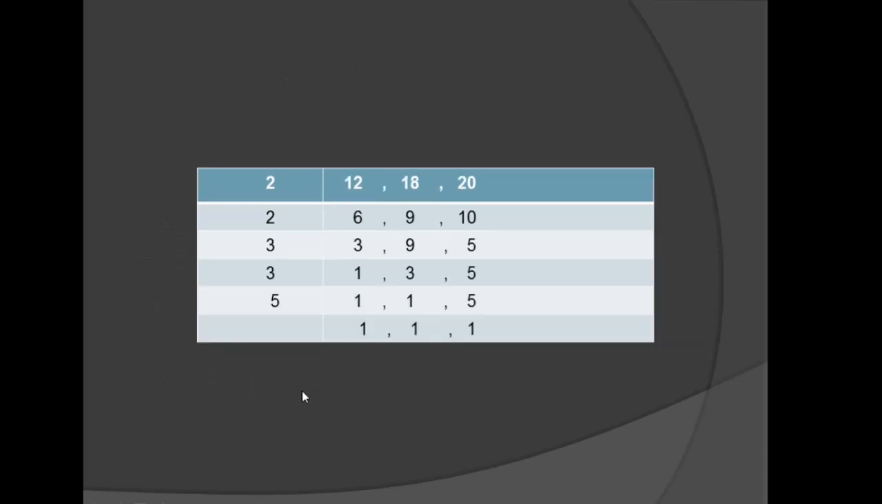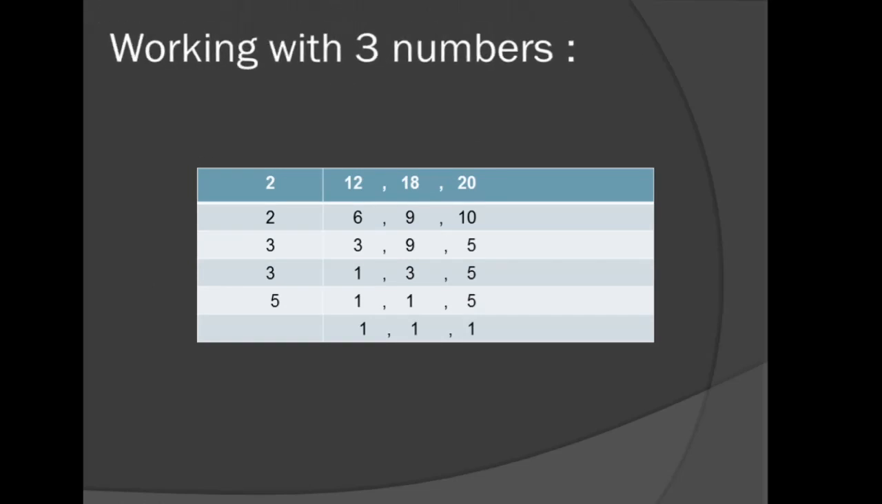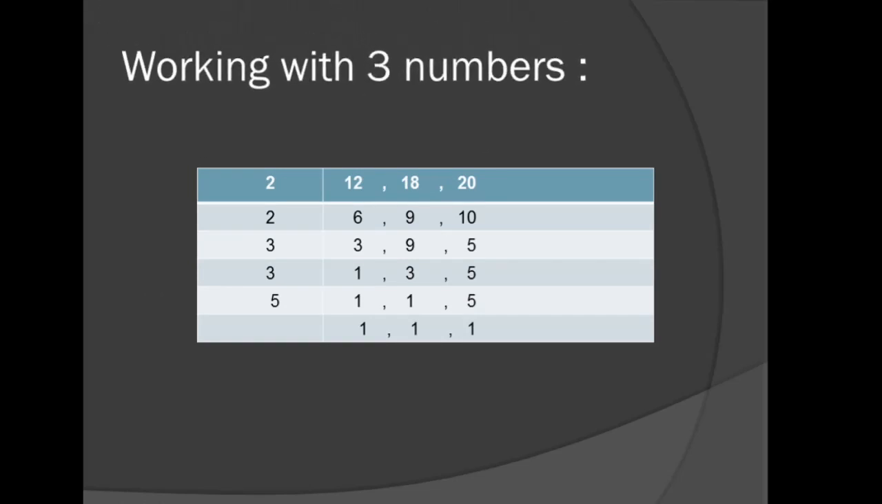Okay, now just move on. This time I have taken 3 numbers. Again, I have used the same method, which is the division method. The numbers are 12, 18 and 20. So again, I have to check by which number I can divide all 3 of them. So the possibility is 2.